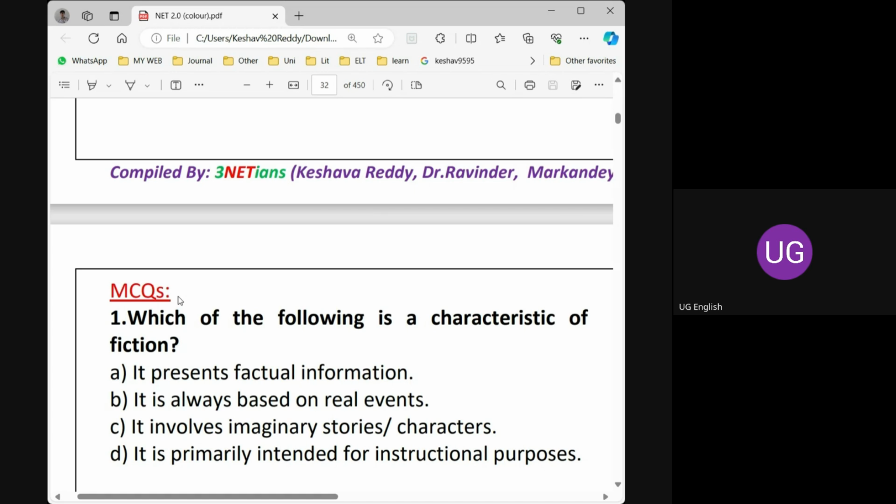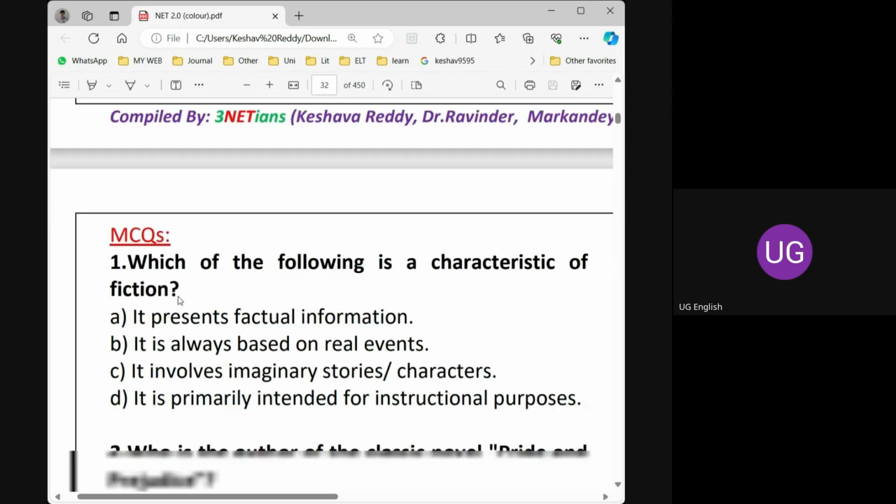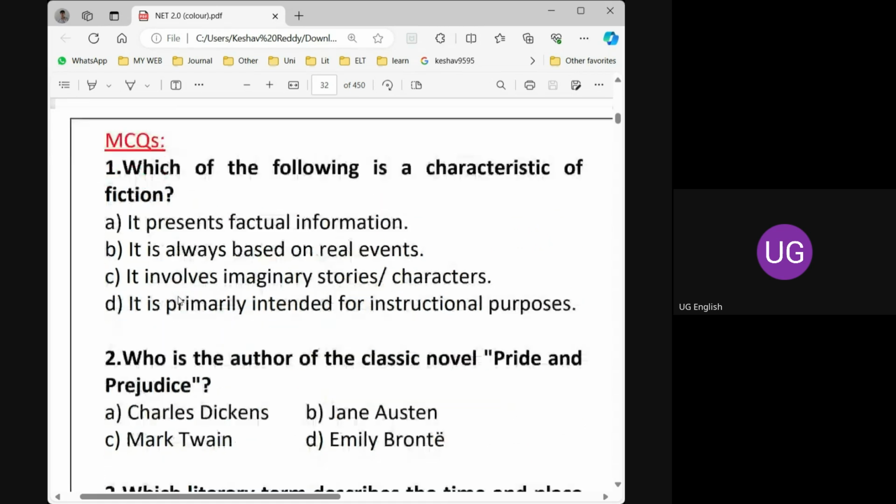The second one also says the same thing, real events. And the third one is intended for instructional purposes, like a self-help book. But these are all not right. The right answer is imaginary story, imaginary character, imaginary plot.